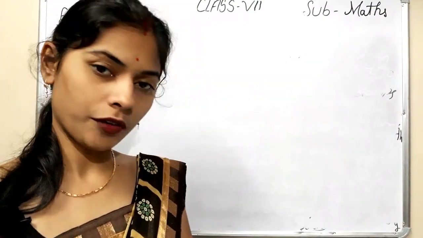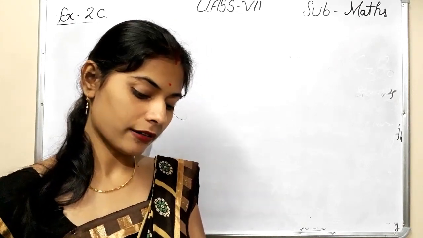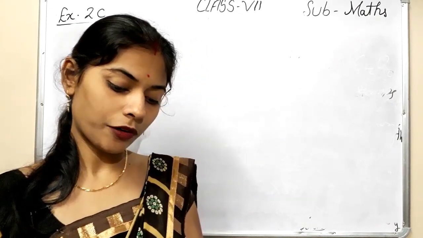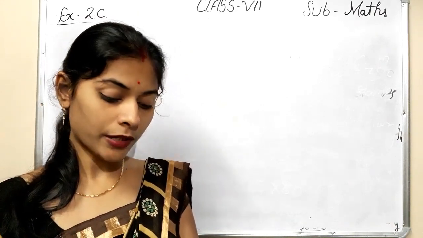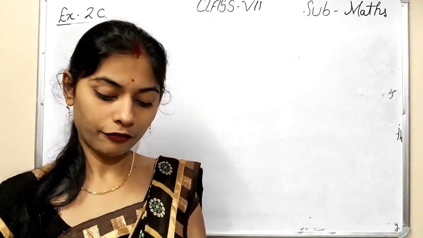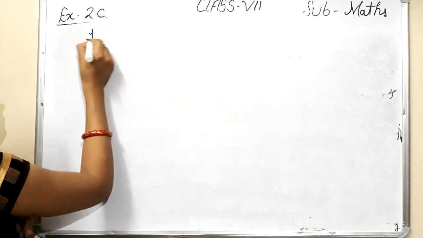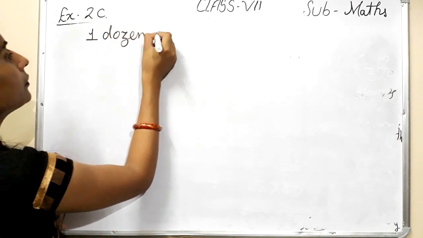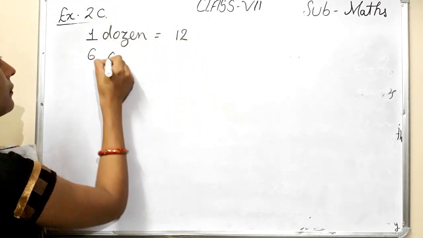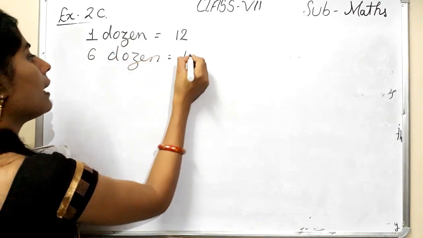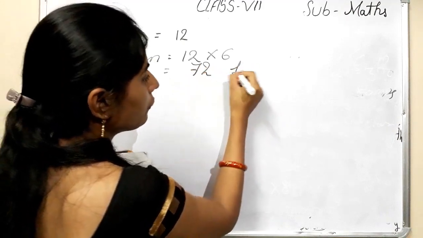Now see question number 4. 1 by 3 of the 6 dozen fruits in a fruit seller's cart are apples. If 1 by 4 of all the fruits are oranges and the rest of the fruits are bananas, how many dozens of bananas are there in the fruit seller's cart? First of all you must know that 1 dozen is equal to how many fruits? 12. In 6 dozen, 12 into 6, that is 72 total fruits.